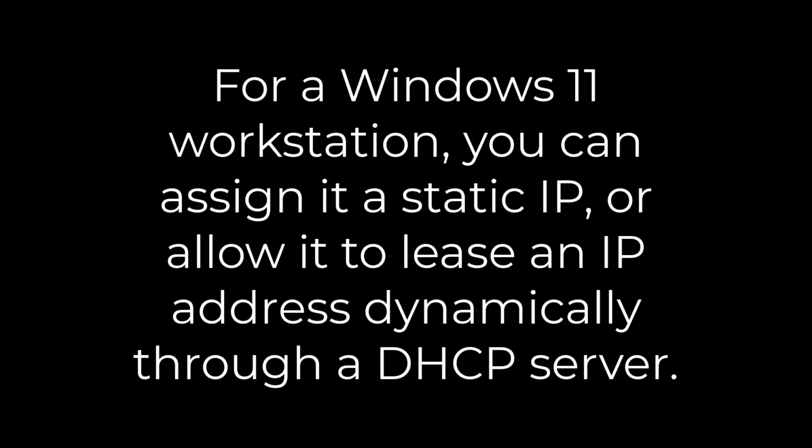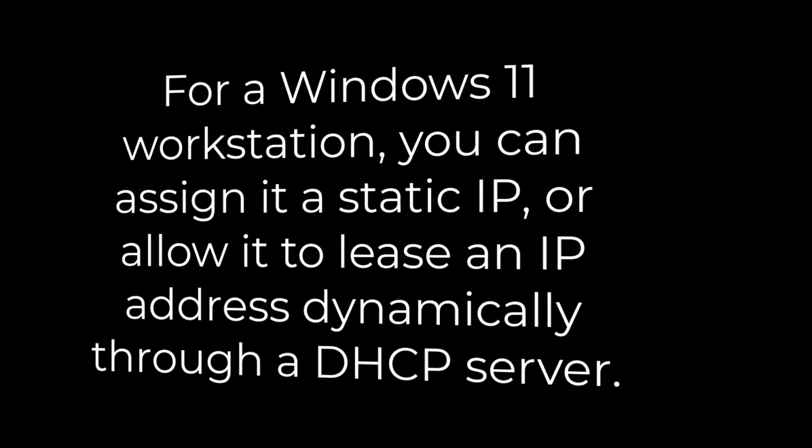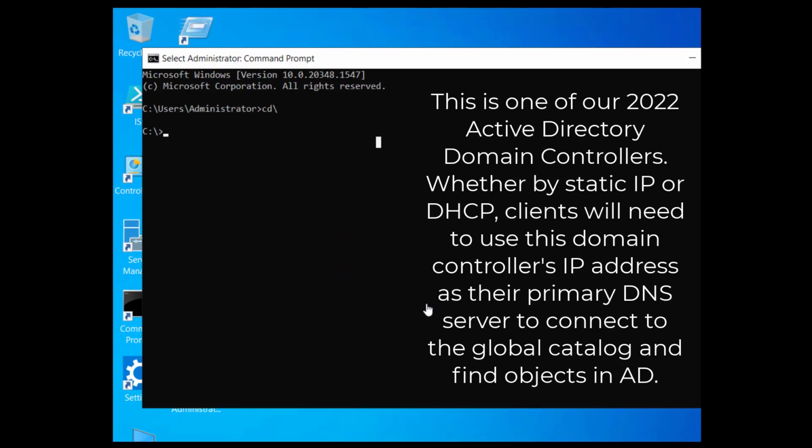For a Windows 11 workstation, you can assign it a static IP, or allow it to lease an IP address dynamically through a DHCP server. This is one of our 2022 Active Directory domain controllers. Whether by static IP or DHCP, clients will need to use this domain controller's IP address as their primary DNS server to connect to the global catalog and find objects in AD.